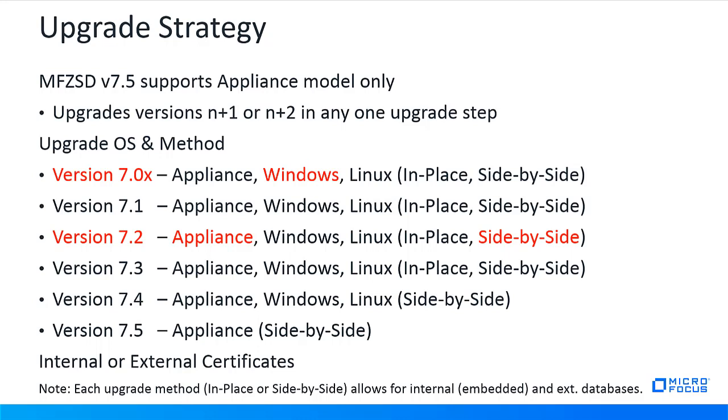then continue the migration. Next, we'll upgrade from the version 7.2 appliance to the version 7.4 appliance via side-by-side migration. Version 7.4 will have another temporary available static IP address.